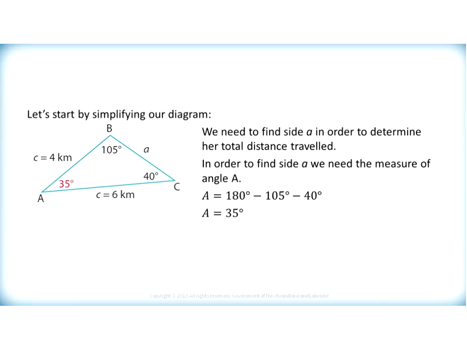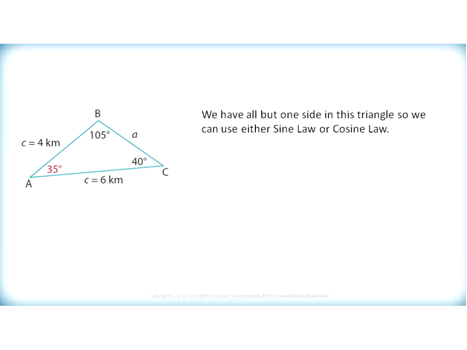So we can put that into angle A. So now we know angle A is 35 degrees. Now look at the information we're given. We know all three angles, and we know two sides in this triangle. All we're missing is one single solitary piece of information, which is side A. So we have all but one side in this triangle.